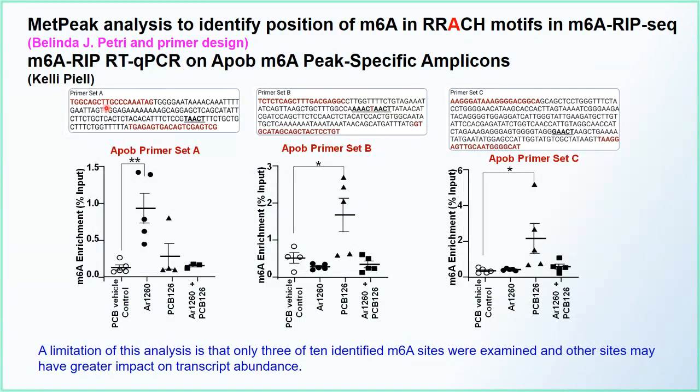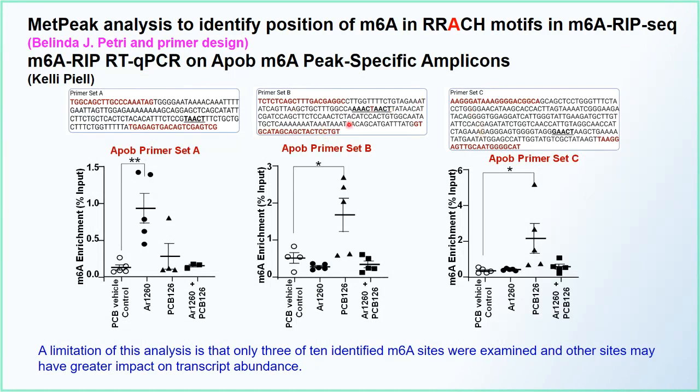And then she used primer design to flank where the RRACH motif is. So the RRACH motif is bolded and underlined here. And so you can appreciate that the central A in this sequence is going to be the target of METTL3, where it's going to put down that methyl group and make M6A. And so Belinda designed primers. Here's primer set A, and the primers are in this brown color, and B and C.